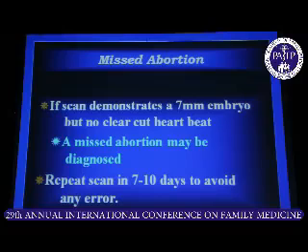Missed abortion is a 7 millimeter embryo, but no heartbeat. If you don't see a heartbeat, do the transvaginal sonography. And to avoid error, never ever commit that it is a missed abortion. Advise repeat ultrasonography in 7 to 10 days, so you don't make a mistake and the patient has a D&C, whereas it may be a normal pregnancy.